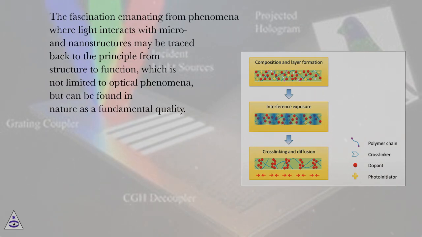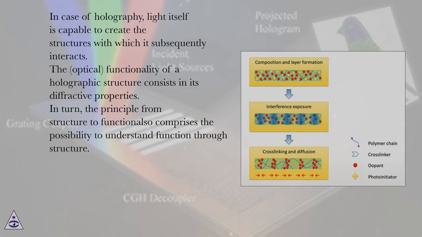The fascination emanating from phenomena where light interacts with micro and nanostructures may be traced back to the principle from structure to function, which is not limited to optical phenomena, but can be found in nature as a fundamental quality. In case of holography, light itself is capable to create the structures with which it subsequently interacts. The optical functionality of a holographic structure consists in its diffractive properties.